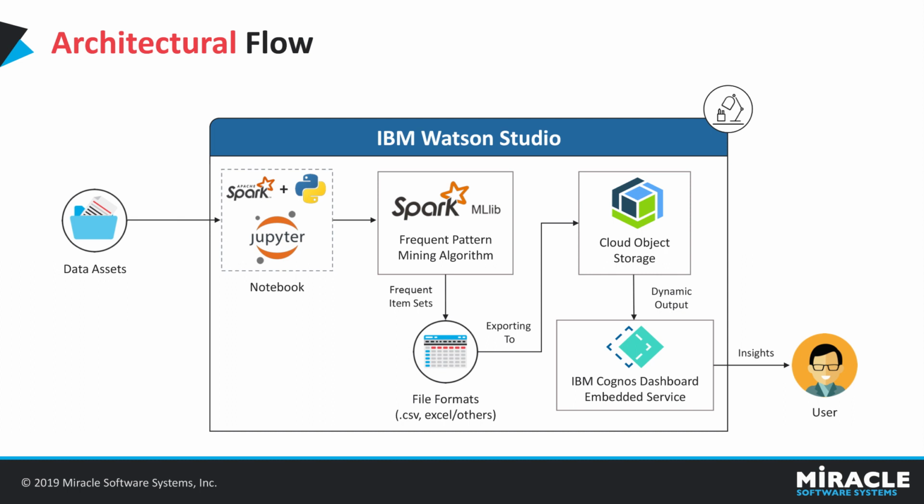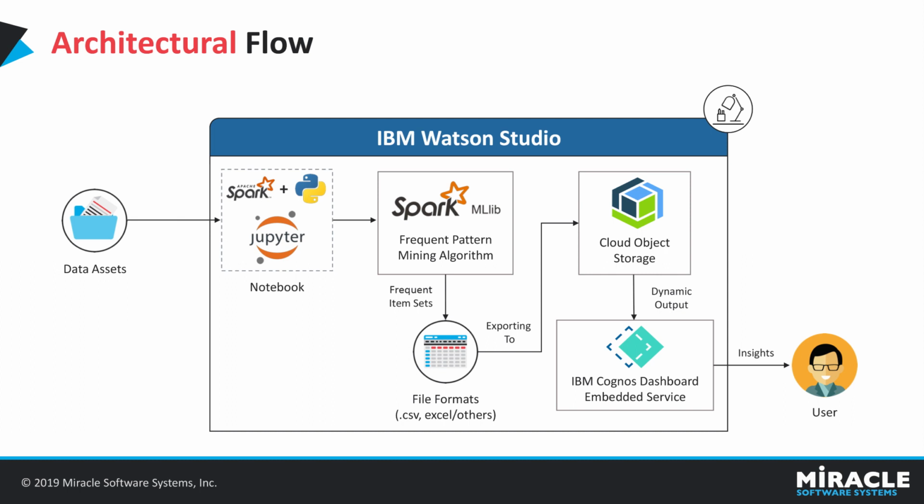Coming to the architecture, this application building process starts from importing the datasets into IBM Watson Studio, Apache Spark, and Python Jupyter Notebook. Before building the FP growth model on the dataset, we need to do data preparation and necessary data transformations. Then, we have built frequent pattern mining algorithm using the Apache Spark machine learning library. Once we process the datasets upon FP growth algorithm, it will provide all the frequent item sets that are found in our given input data.